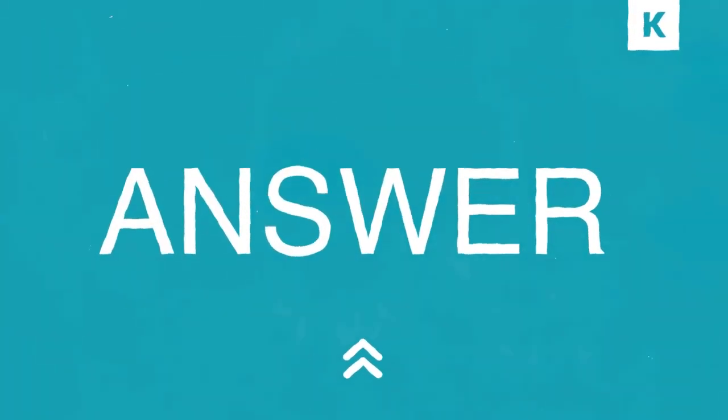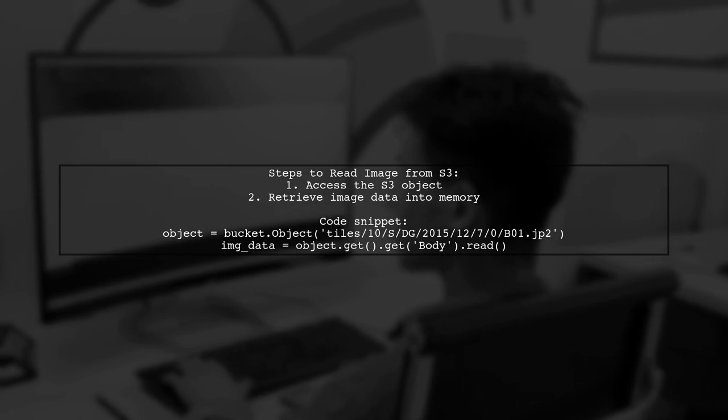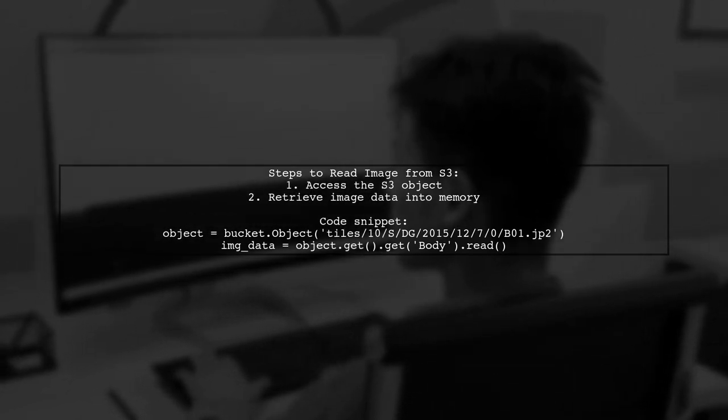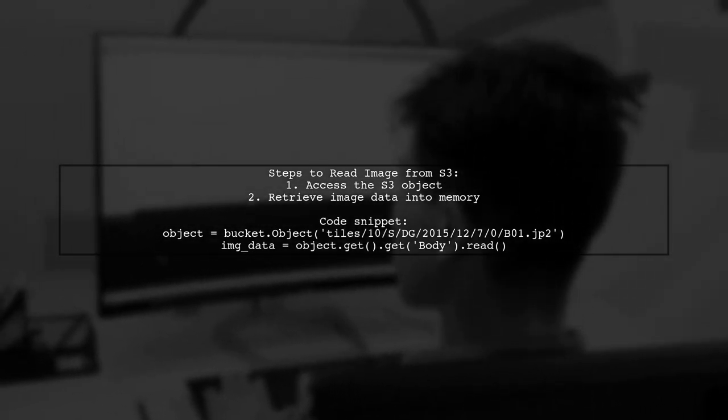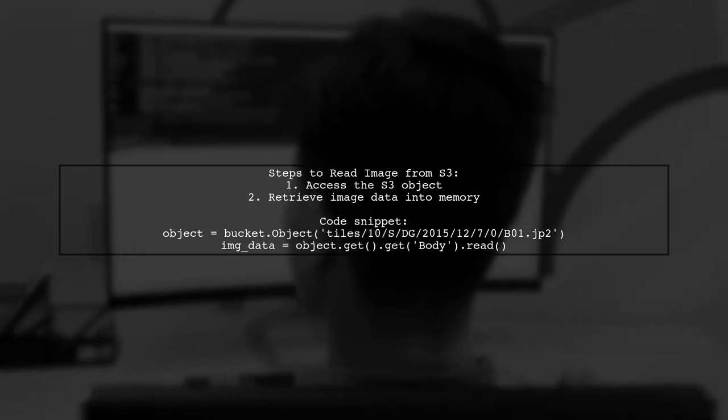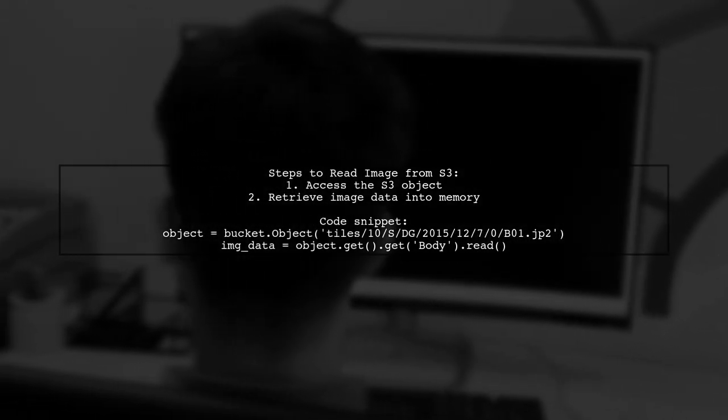Let's now look at a user-suggested answer. To read an image file from an S3 bucket directly into memory, you can use the following code. First, access the object in the bucket, then retrieve the image data.